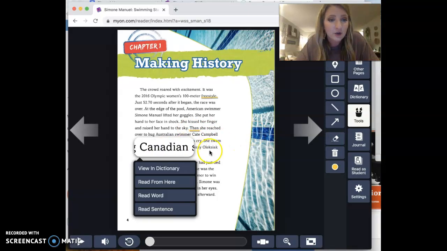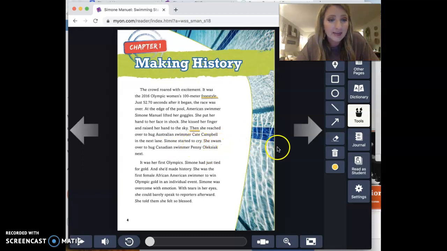Then she reached over to hug Australian swimmer Kate Campbell in the next lane. Simone started to cry. She swam over to hug Canadian swimmer Penny Oleksiak next. I'm going to underline next because that's another signal word to show the change in time. I'm also going to go back and underline the date, 2016 Olympic women's 100-meter freestyle.